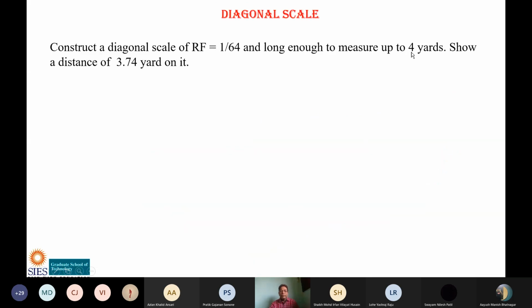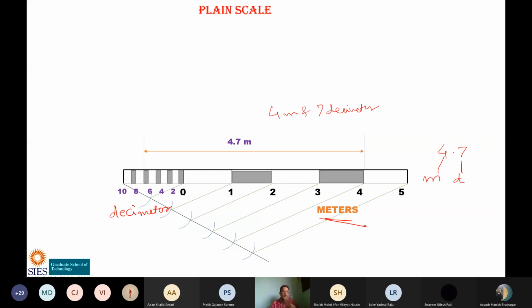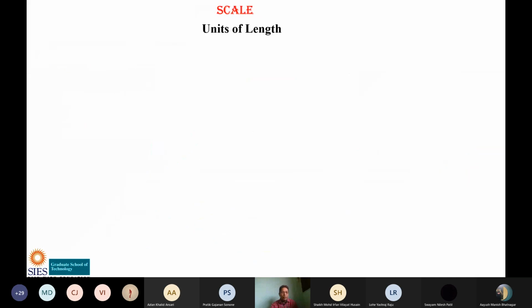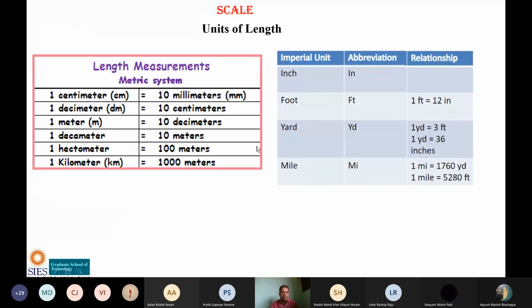Okay, now we'll move on to the diagonal scale. Now, as a plain scale shows only 2 units, a diagonal scale shows 3 units. What are the 3 units? If I am talking about a diagonal scale, it will show 3 units. For example, kilometer, then meter, and then hectometer. So 1 kilometer is 1000 meter.